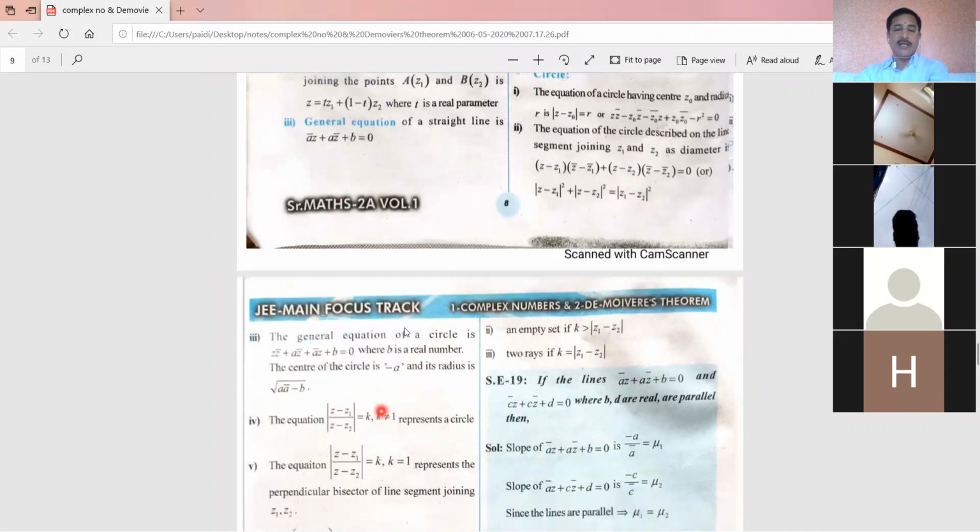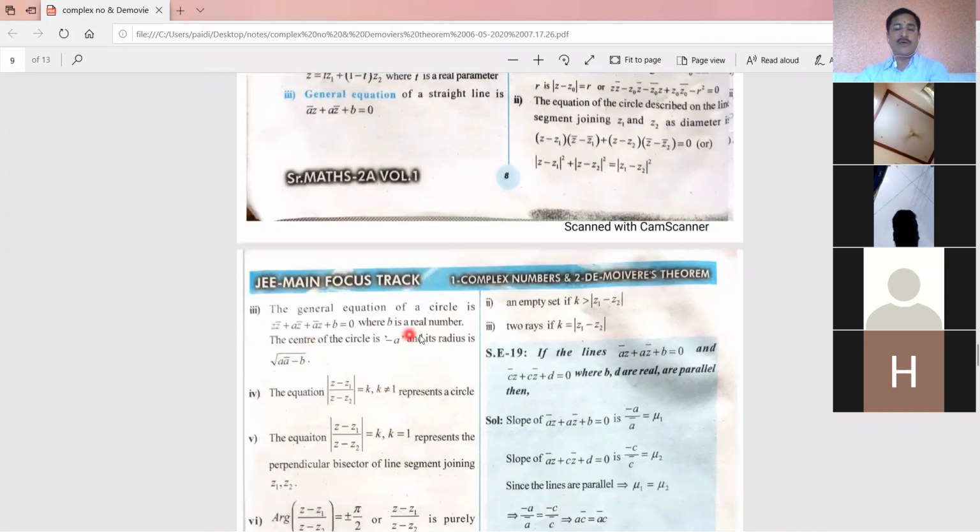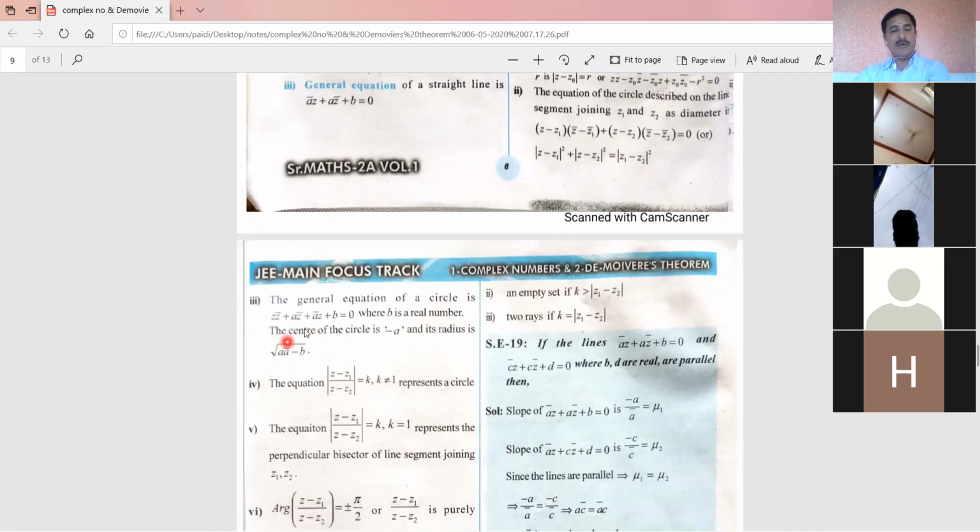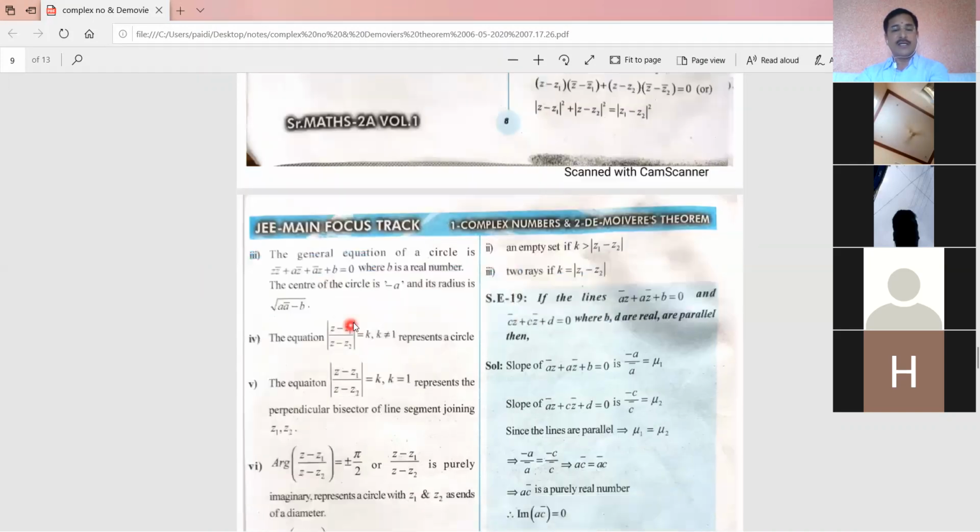And then the general equation of a circle, as we have in 2D geometry, x square plus y square plus 2gx plus 2fy plus c is equal to 0. In that way, the general equation of the circle in the complex plane is z z bar plus a z bar plus a bar z plus b is equal to 0, where a and z are 2 complex numbers and b is any real number. The center of the circle is minus a and its radius is under root of (a a bar minus b). So when we substitute the complex numbers, z is equal to some x plus iy and a is equal to some a1 plus i a2.